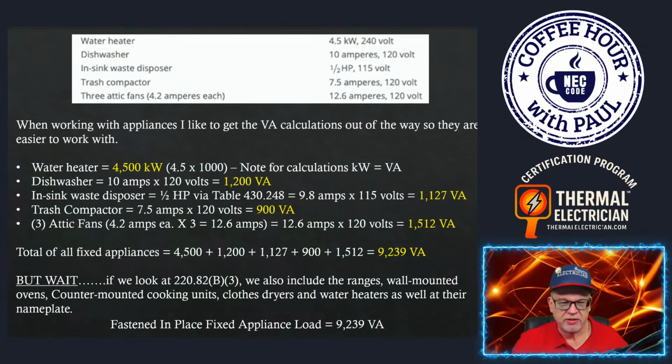All right, the next one is the trash compactor. Anyway, 9.8 times 115 is 1,127.